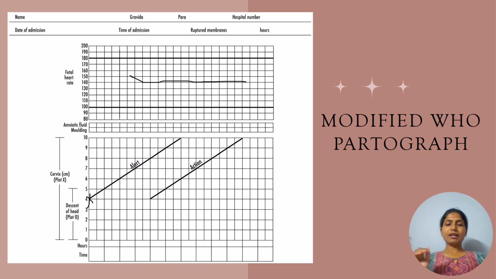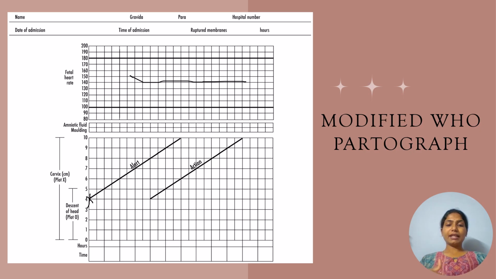Once the alert line is crossed, we have to see why there is a delay and take some necessary steps. If the contractions are less, we can augment the labor. We have to see whether the head is descending. Is there any presence of caput? Is there any presence of molding? So we have to assess.